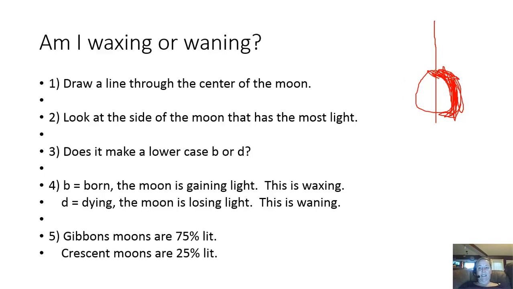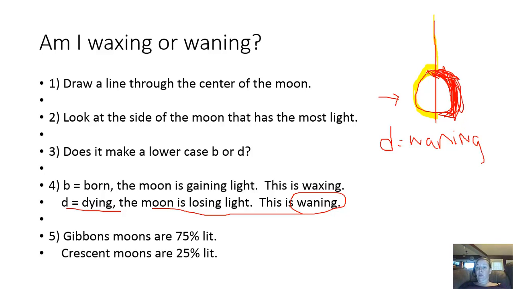I'm going to look at the moon that has the most light. So which side of this moon is lit the most? Well, it would be this side right here. Let me get my highlighter. Does the most lit side make a lowercase d, or does it make a b? Well, it makes a d, doesn't it? So, I know that the D means dying. I put that right here for you. The D means dying. It means the moon is losing its light, and that is waning. So I know that this is going to be a waning.